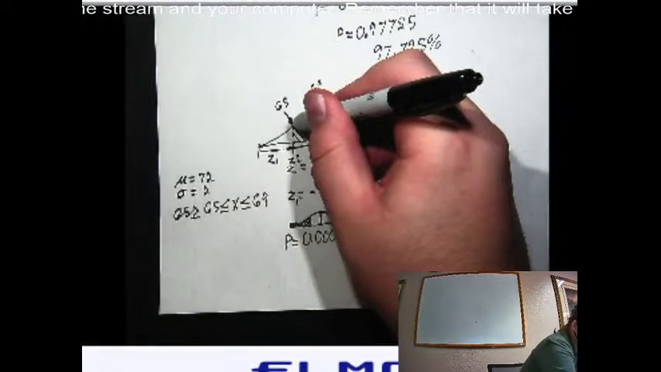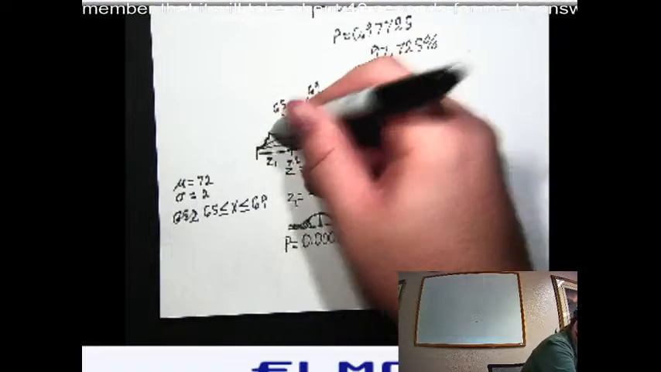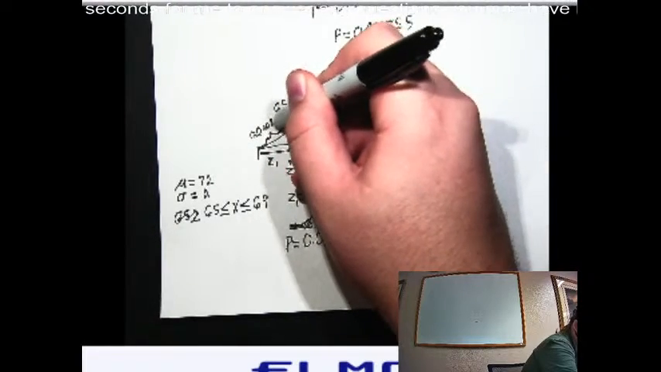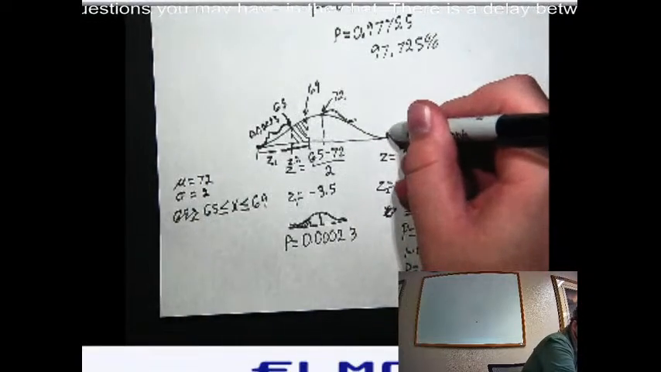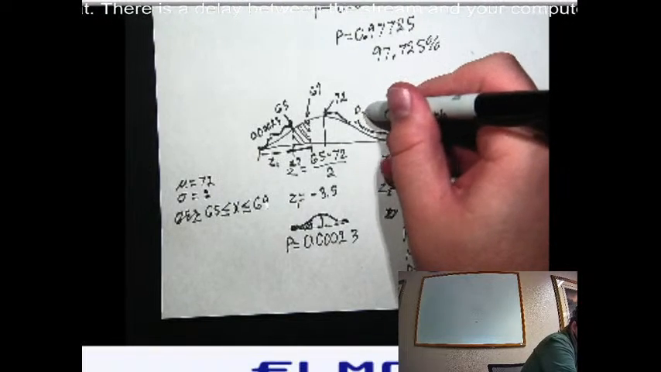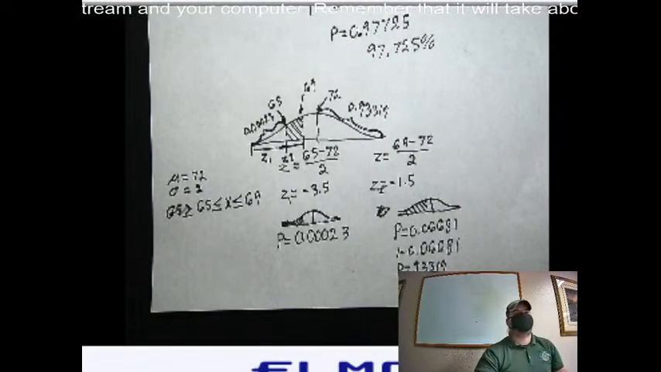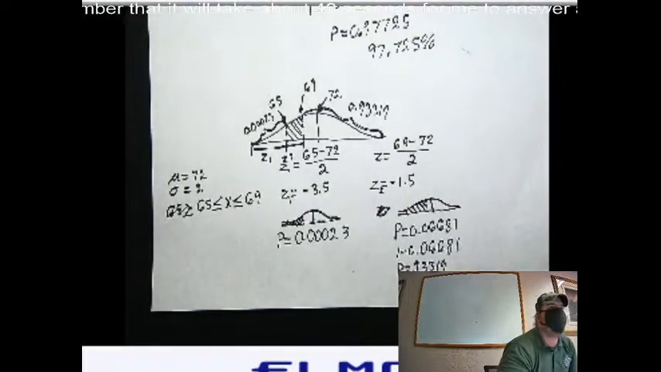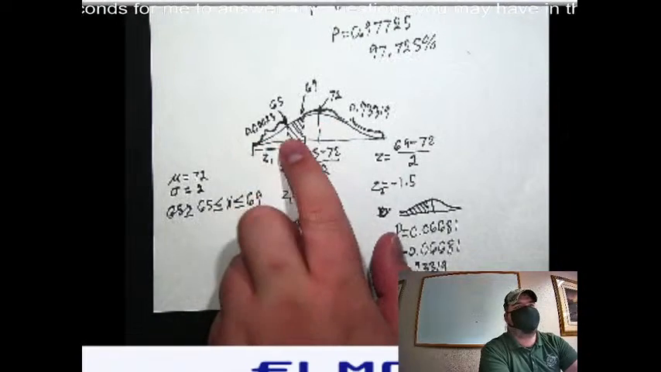So this right here is 0.00023. This right here is 0.93319. Oh, whoops, that should be all the way here. So we know both of these parts, we don't want them. We want to get rid of them. We just want this part left over.